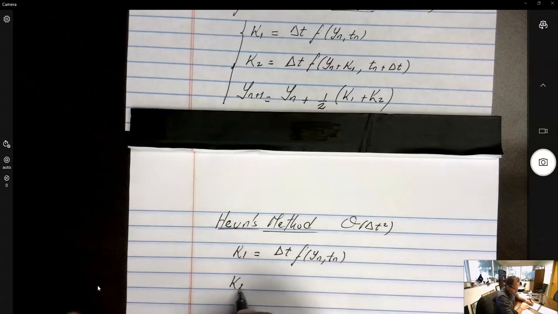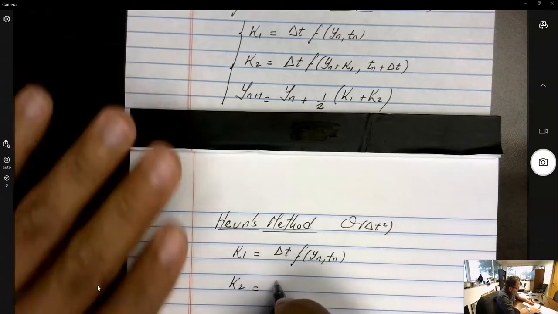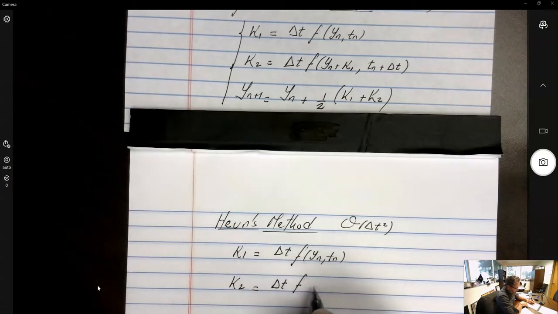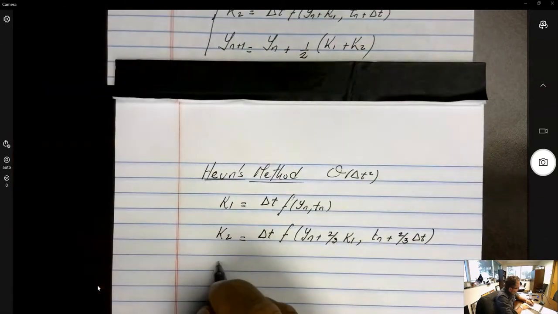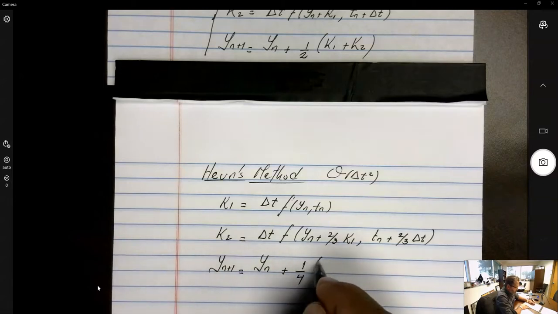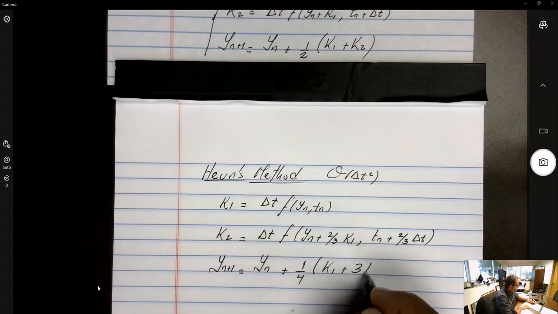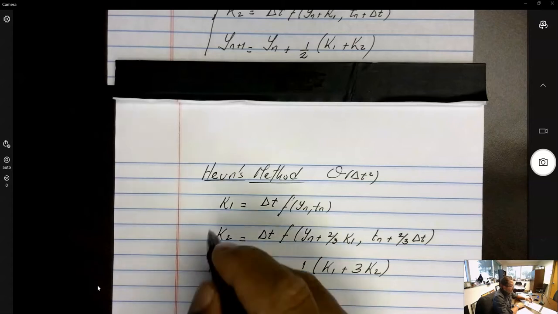Then you calculate the corrector, but instead of correcting all the way through K1, you say this is delta t times f of yn plus 2/3 of K1, comma Tn plus 2/3 of delta t, and the solution at the next time value is equal to the solution at the current time level plus 1/4 of k1 plus 3k2. So 25% of the predictor, 75% of the corrector.